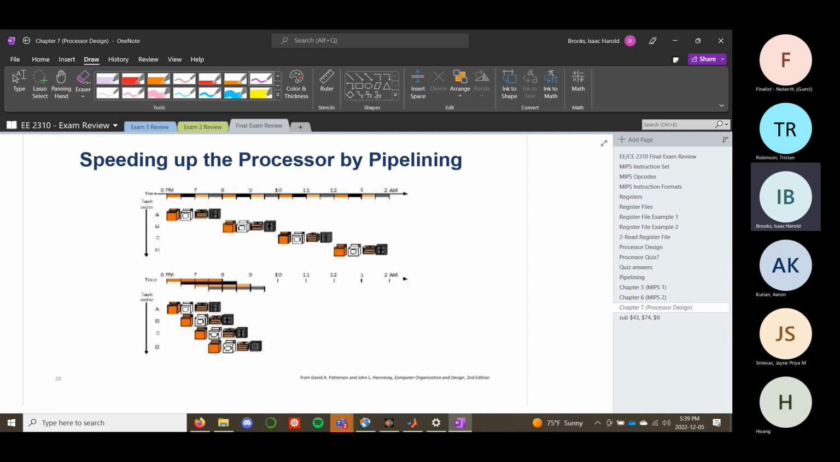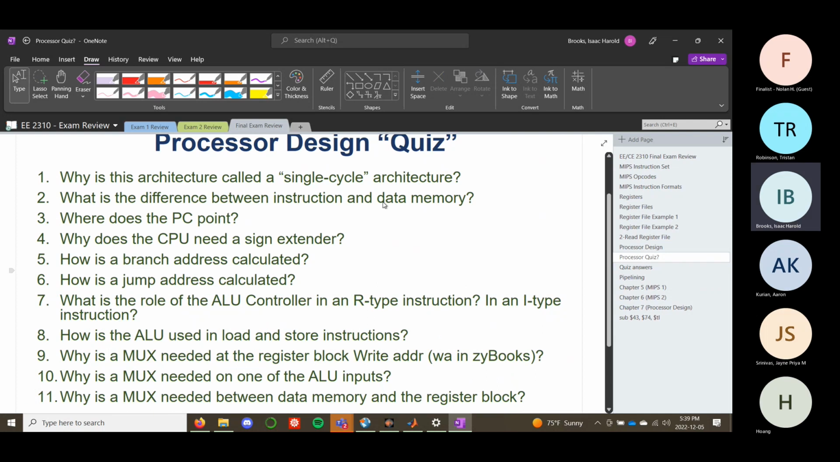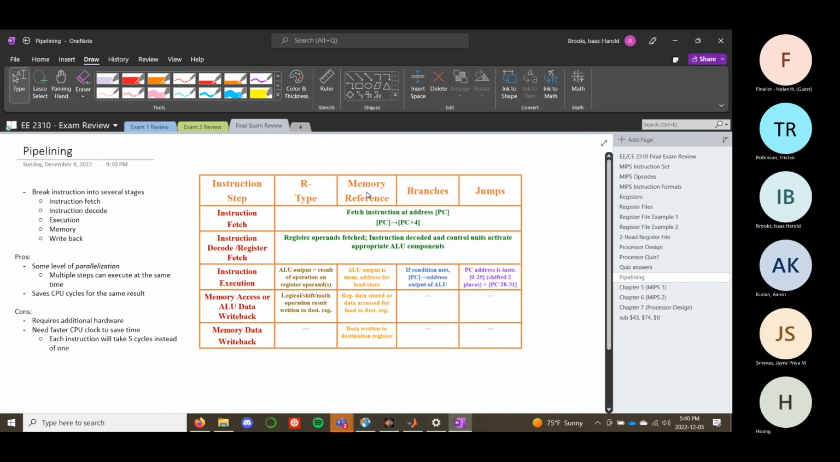But okay, this was all in service of answering the question: why is this architecture called a single cycle architecture? Because everything gets done in a single cycle, as opposed to a multi-cycle machine where you can implement pipelining. In this one you can't really do pipelining because everything's in a single cycle. One of the other disadvantages is some instructions take more cycles than others. For example, anything that has to do with memory has to do this extra memory step. Whereas something like a branch or a jump is really easy.